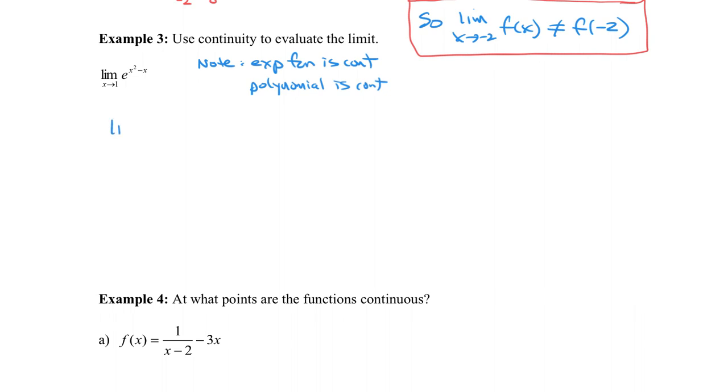So the limit as x approaches 1 of e to the x squared minus x, I'm just going to plug in 1. It's going to be e to the 1 minus 1, which is e to the 0. I just plugged in the 1 here, I got 1 squared minus 1, which is 0. E to the 0, we know that's just 1. And the limit of a constant is just the constant, so it's equal to 1. We don't need to invoke the limit laws or do anything complicated. We can just use continuity and plug in the 1.